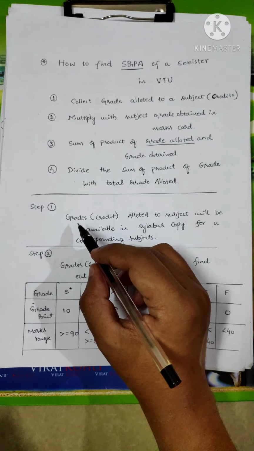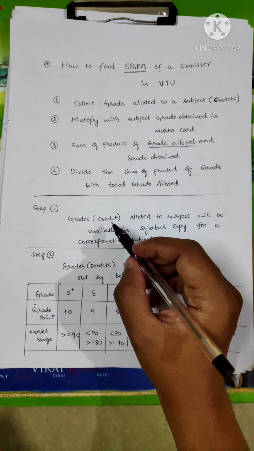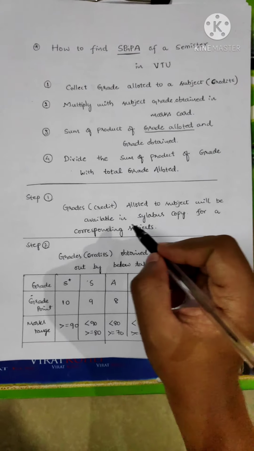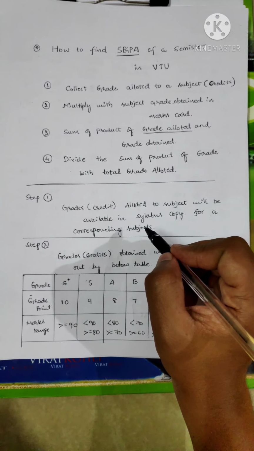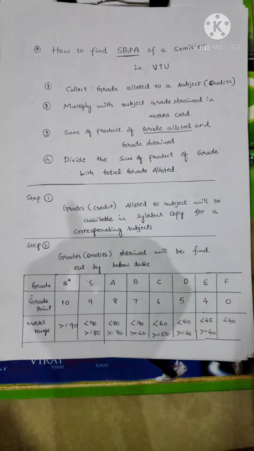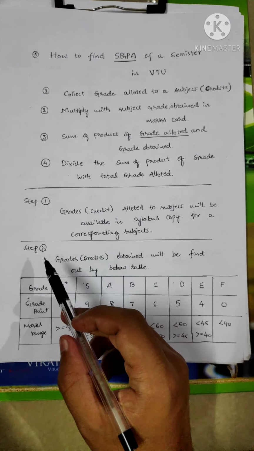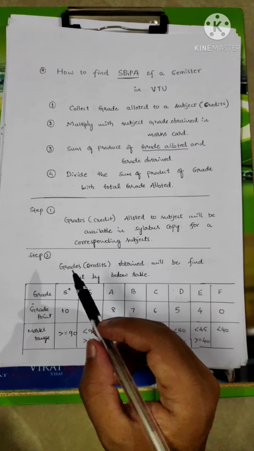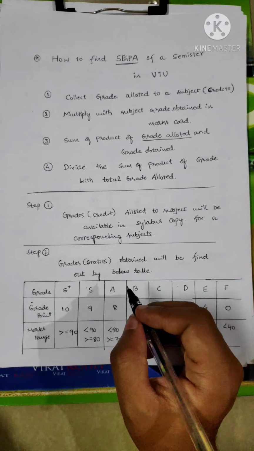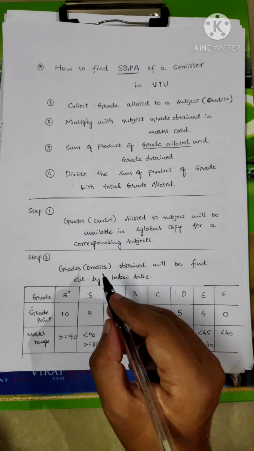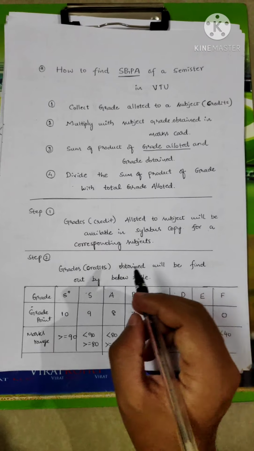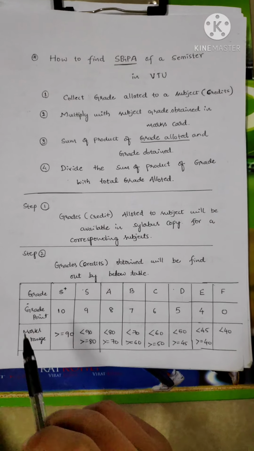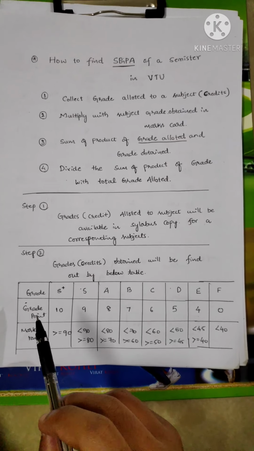So the first step is the credits which are allotted to a subject, which are available in the syllabus copy. You can go and check the syllabus copy for the corresponding subjects. And in step 2, the grades which are obtained will be found by the below table. So this is the table which is used to find out the grade points.